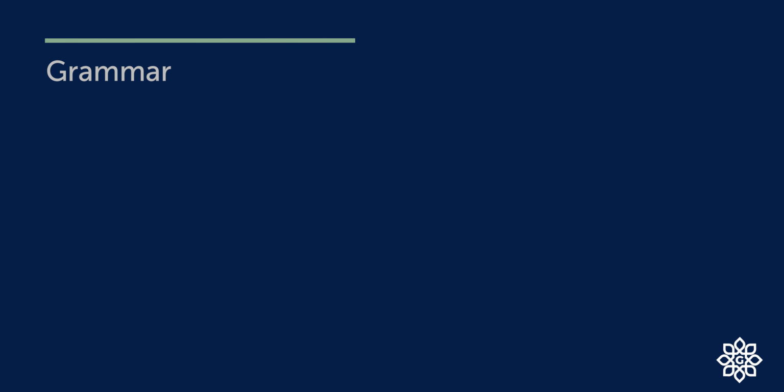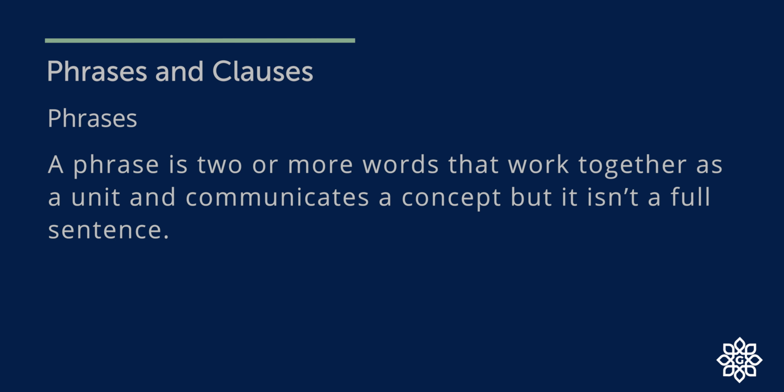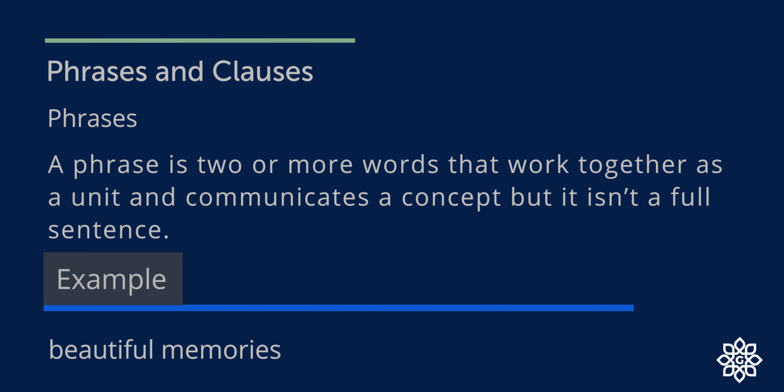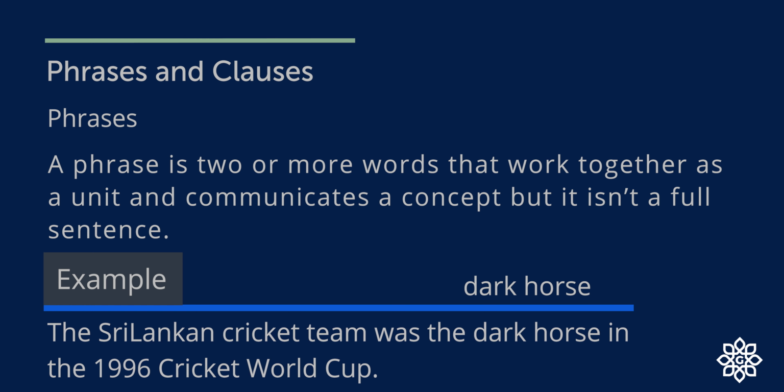Moving to the grammar section, phrases and clauses. So what is a phrase? A phrase is two or more words that work together as a unit and communicates a concept, but it isn't a full sentence. For example, beautiful memories. Dark horse. So here dark horse means a little known person or group who unexpectedly wins. So for example, the Sri Lankan cricket team was the dark horse in the 1996 Cricket World Cup.